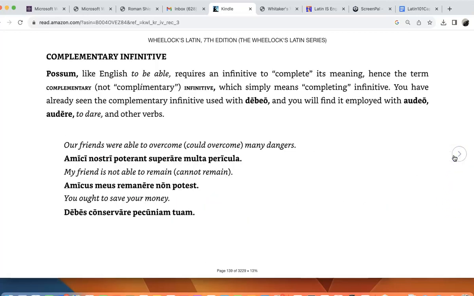So again, this chapter does not have a whole lot of new, at least deep grammatical concepts. So if you just study the examples and learn the vocab, I think this chapter is fairly straightforward.